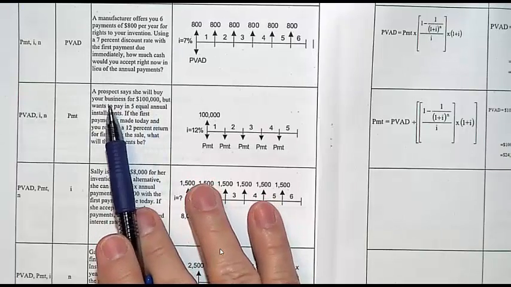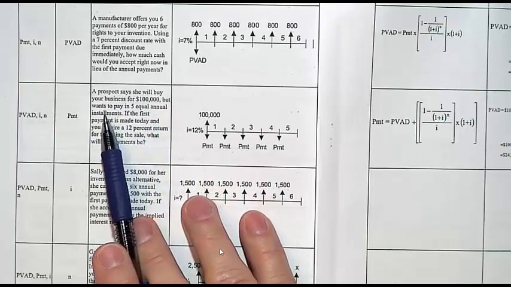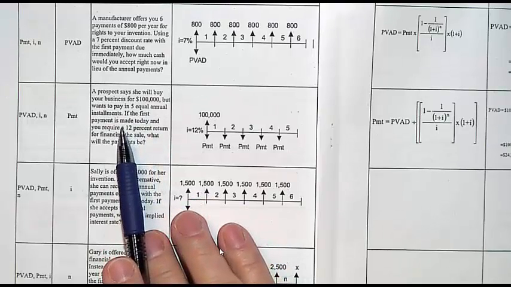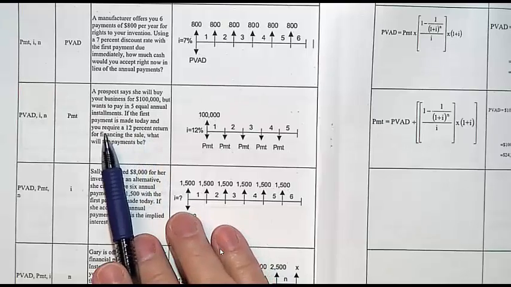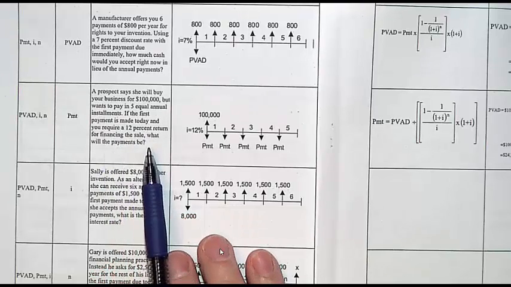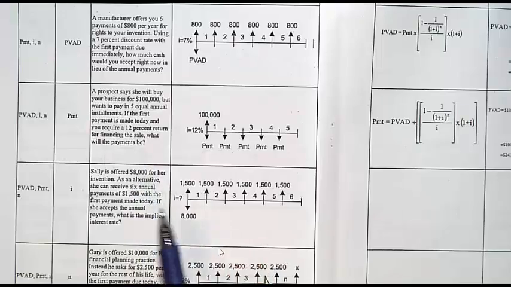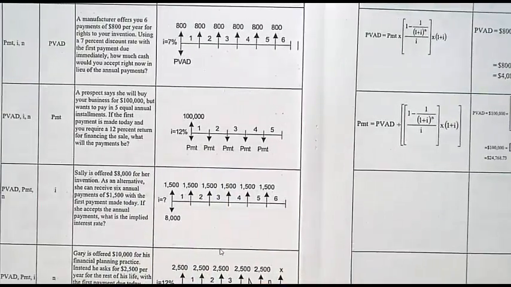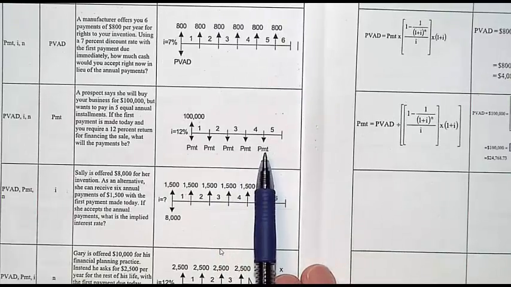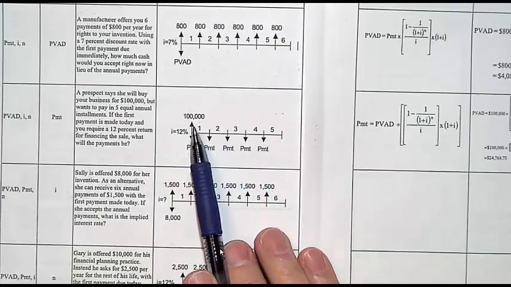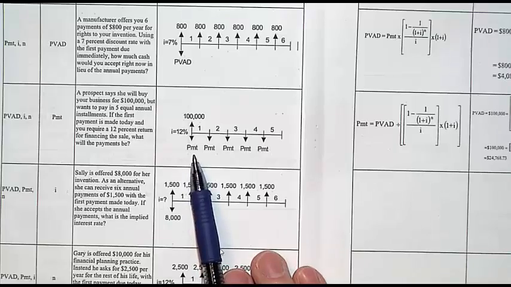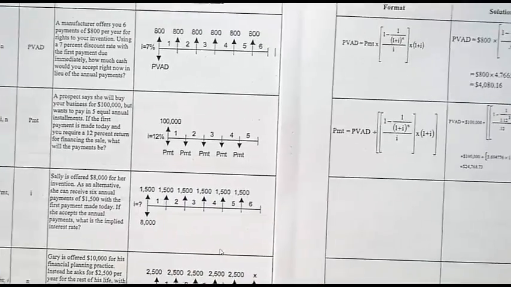A prospect says she will buy your business for $100,000 but wants to pay in 5 equal annual installments. If the first installment is made today and you require a 12% return for financing the sale, what will the payments be? Well, note that there are 5 payments, and if there were 5 payments at 0 interest, then they would be $20,000 each. But there is interest, so the payments need to be higher than $20,000. So we know that going in.